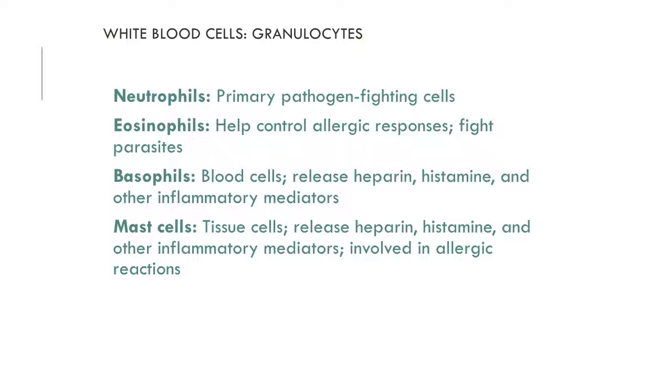Eosinophils help to control allergic reactions, and they also fight parasites. Think back to pharmacology when we were talking about the anti-parasitic medications. If somebody has a parasite, then when we look at their CBC, we would see an increase in their eosinophil count. Basophils are blood cells that release heparin, histamine, and other inflammatory mediators. So they get that inflammatory process going. In a case where we have an inflammatory disease, we would see our basophils higher.